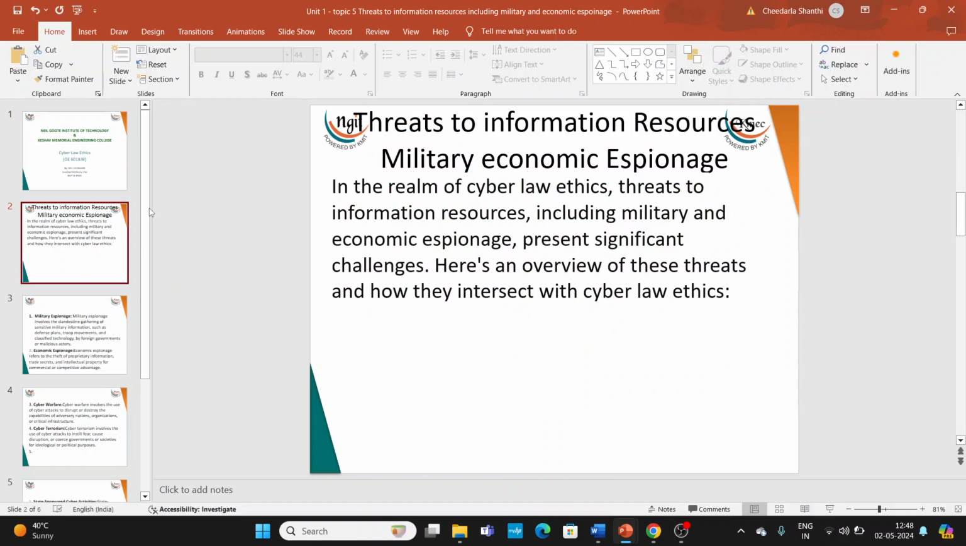Threats to information resources: military and economic espionage. So what do you mean by threat? In the realm of cyber law and ethics, threats to information resources include military and economic espionage, which present significant challenges. Here is an overview of these threats and how they intersect with cyber ethics with the help of information resources.